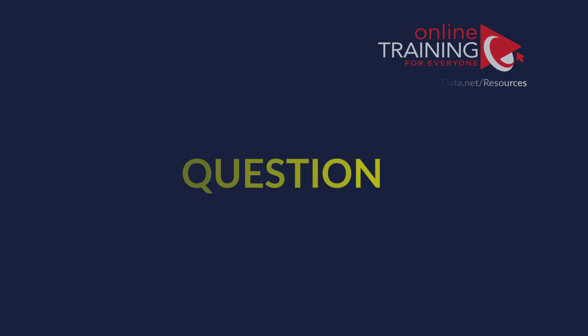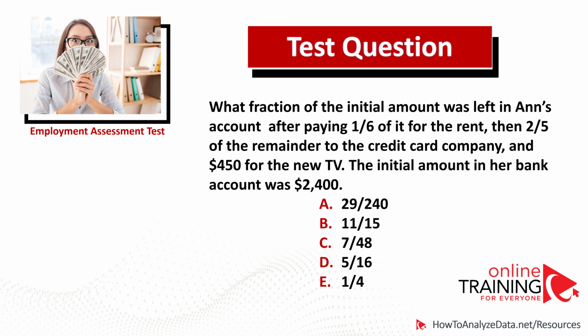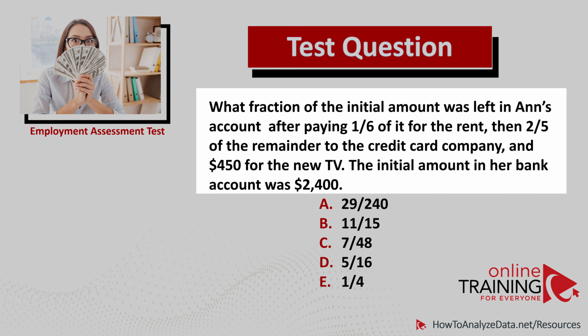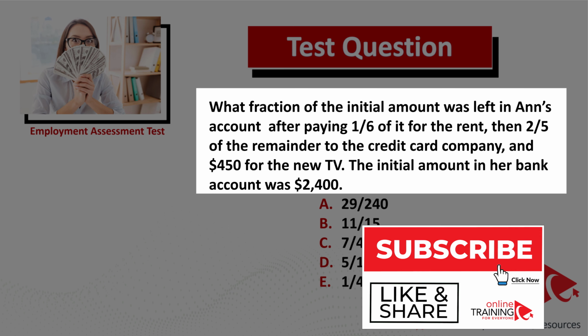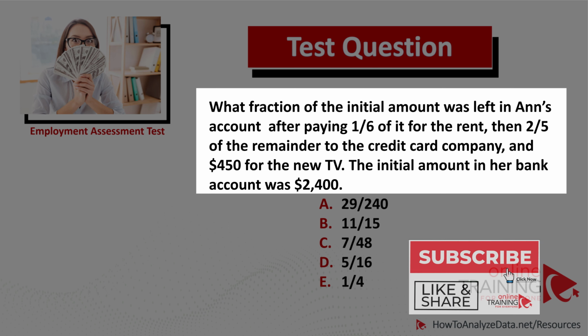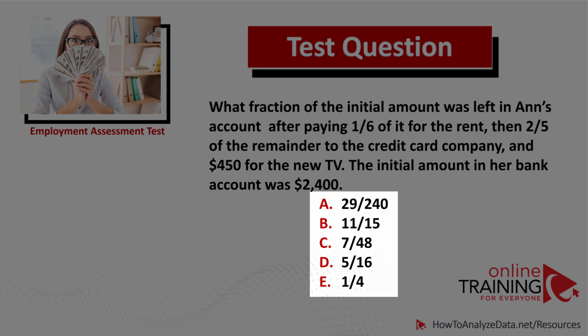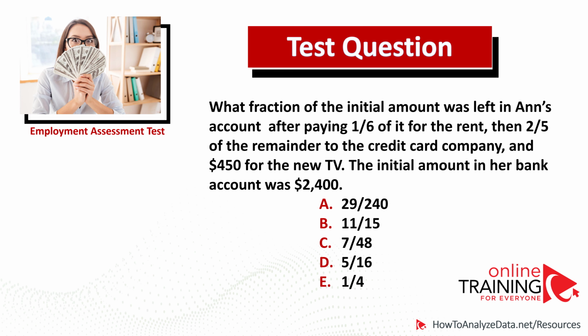Let's look at the tricky question frequently asked on the test, which tests your knowledge of money management and fractions. What fraction of the initial amount was left in N's account after paying 1/6 of the rent, then 2/5 of the remainder to the credit card company, and $450 for the new TV? The initial amount in her bank account was $2,400, and you are presented with 4 choices: 29/40, 11/15, 7/48, 5/16, and 1/4. Do you think you know the answer, or do you know how to calculate it? Let's see if we can get to the correct answer together.